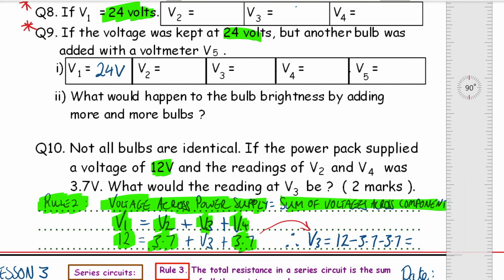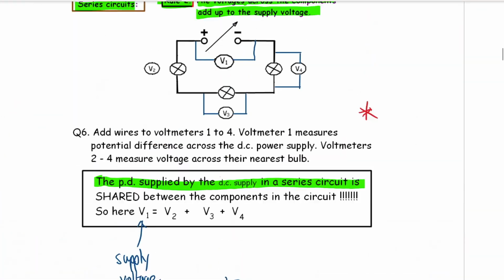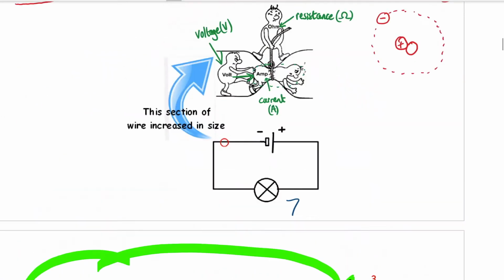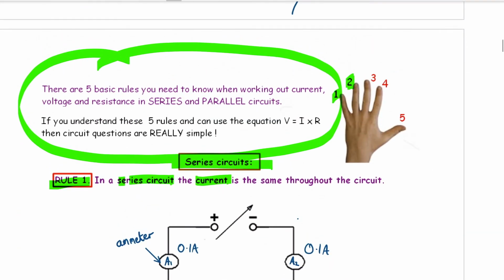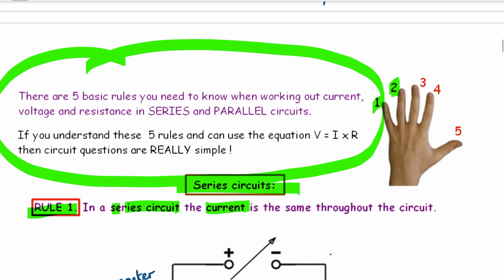Quick recap before we finish. You have learnt today then 2 rules for series circuits. And there you see them. 1 for current flowing through a series circuit, 2 voltages in a series circuit.